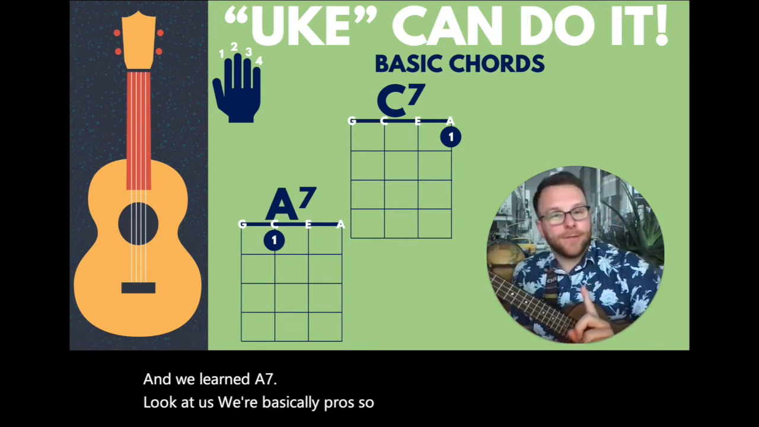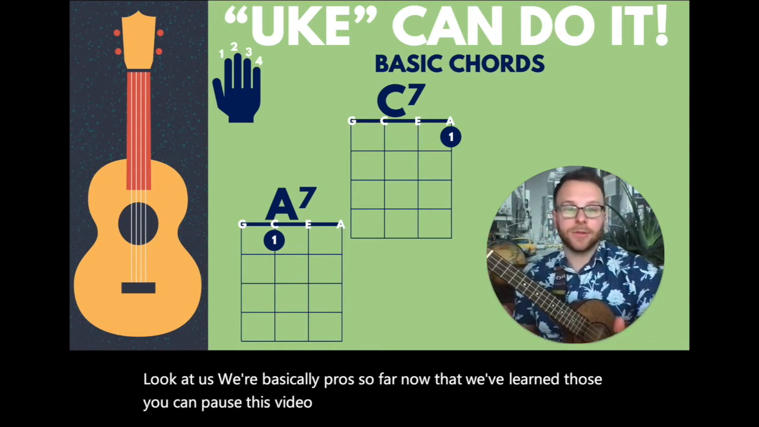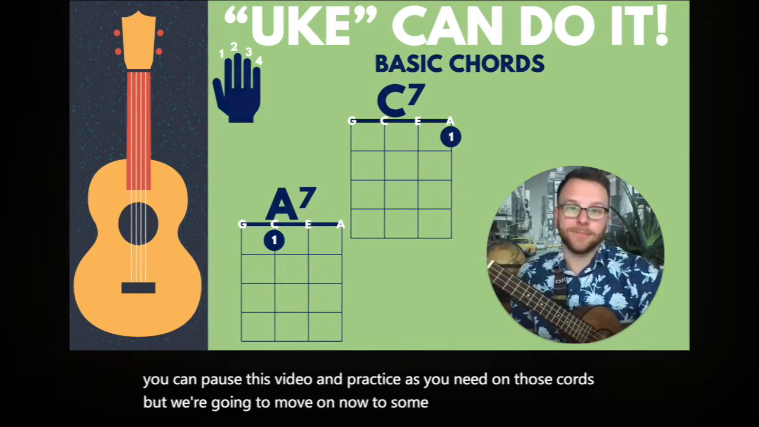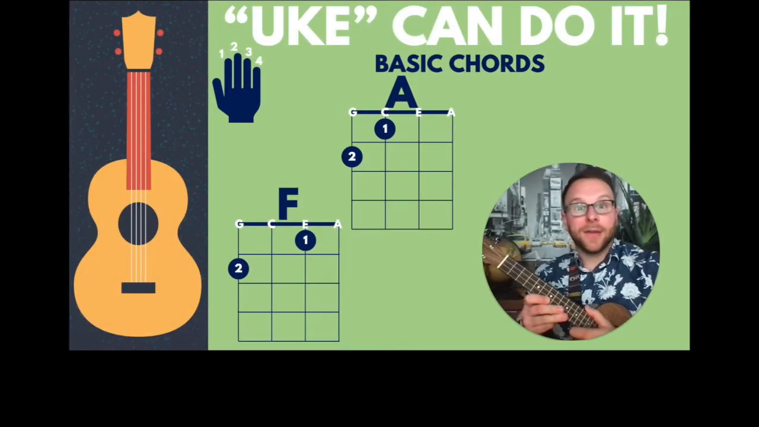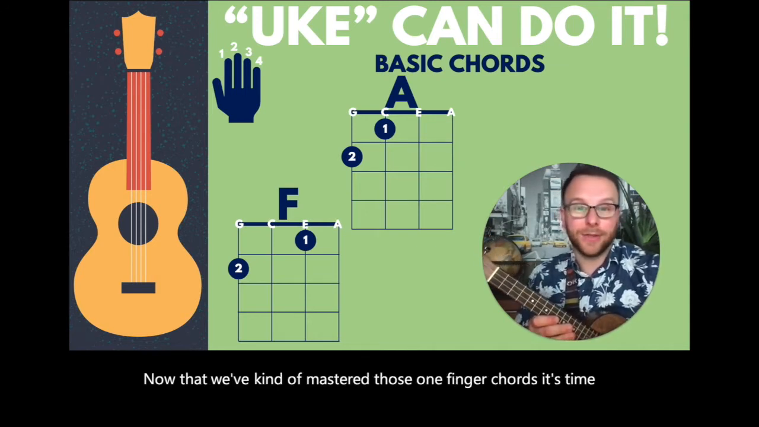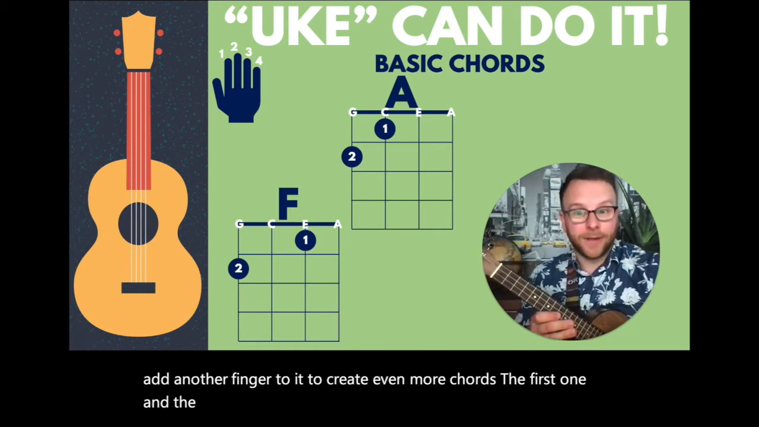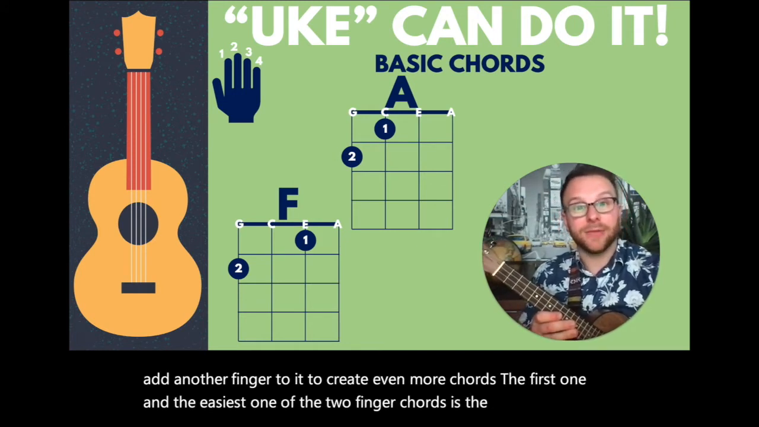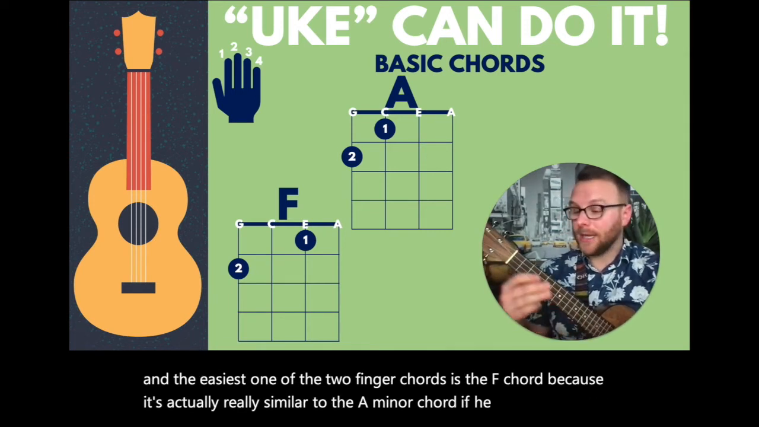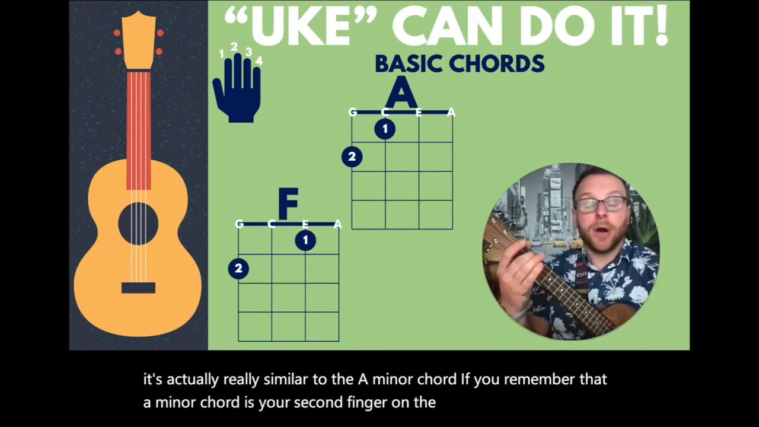Now that we've learned those, you can pause this video and practice as you need on those chords, but we're going to move on now to some 2-finger chords. Now that we've kind of mastered those 1-finger chords, it's time to add another finger to create even more chords. The first one and the easiest one of the 2-finger chords is the F chord, because it's actually really similar to the A minor chord. If you remember, the A minor chord is your 2nd finger on the top string on the 2nd fret.